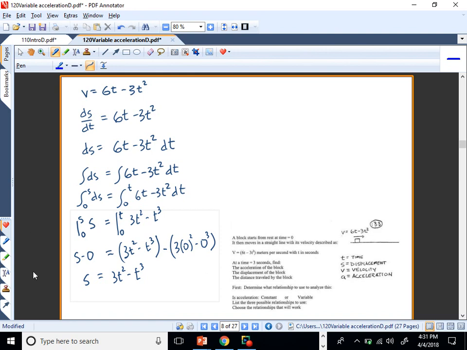Now I might be doing a little overkill by plugging in all these zeros, but I do it just so you have a nice template to work with. So if your limits aren't 0, this is how you'd handle it. You'd plug in that stuff on the right, okay?